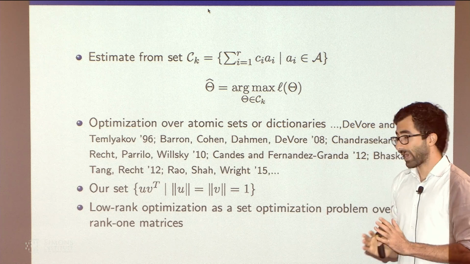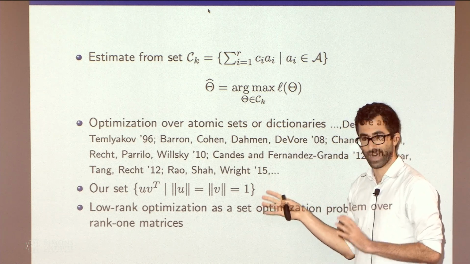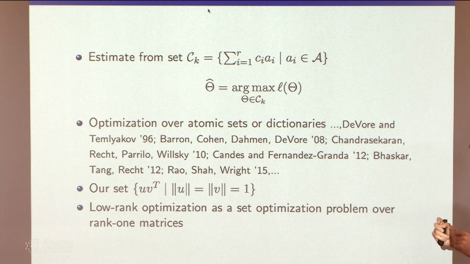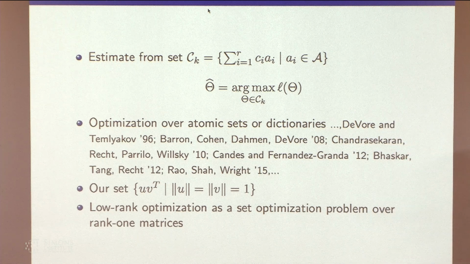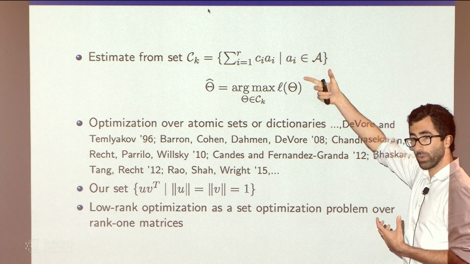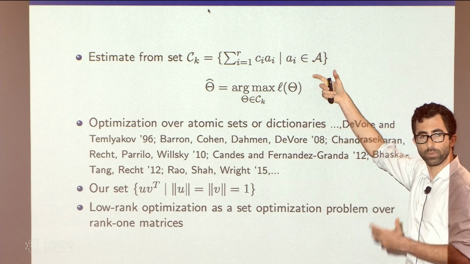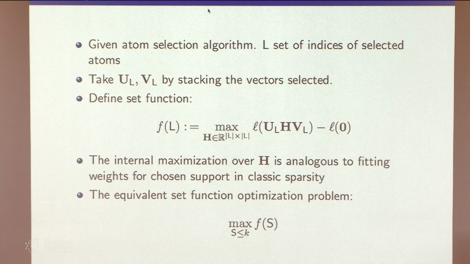And so in our case, we're focusing explicitly just on the rank 1 matrices. That's our atomic set. And then we're able to treat this problem now as a kind of set optimization, where our set is something that we select from the set of atoms, and then we optimize over those.